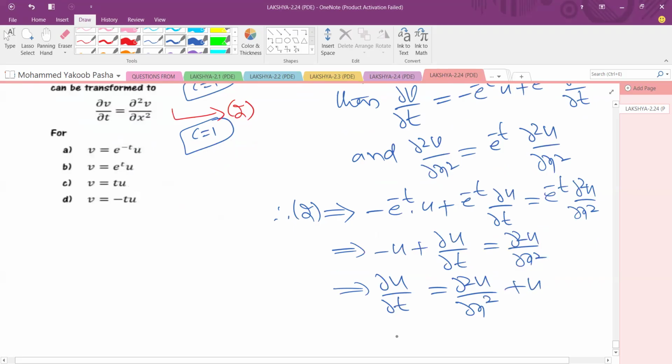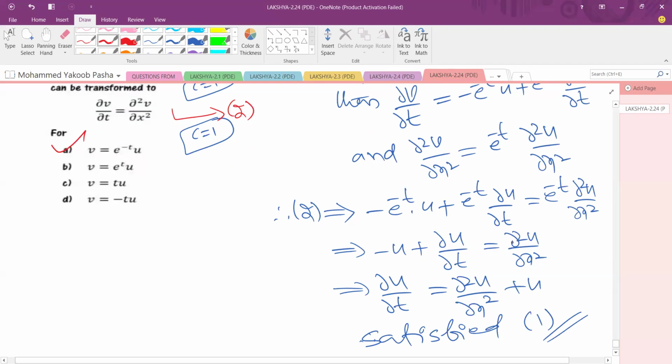So it satisfies equation 1. Therefore, equation 1 is satisfied. So option A is correct. Okay, so option A is correct. Now we go for option B.